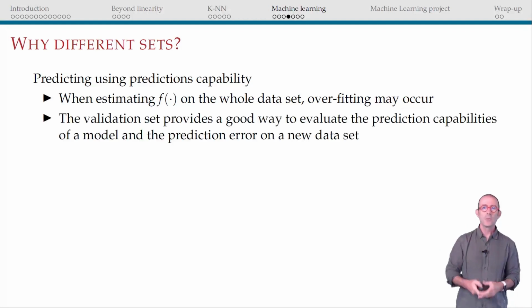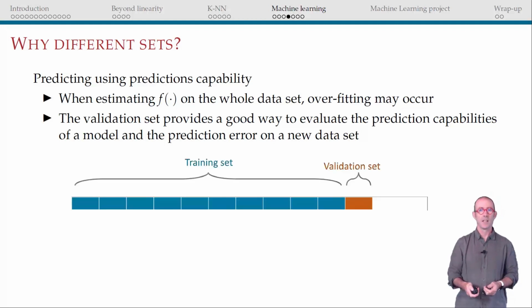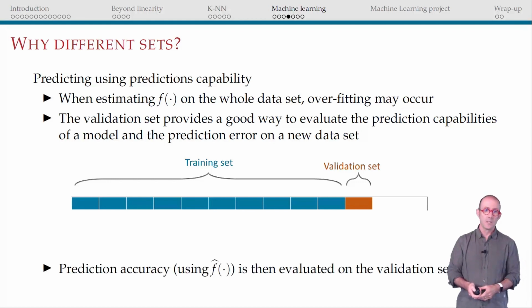So to avoid that, we will use this validation set. And this is where we will have a good evaluation of the prediction capability of a model and the prediction error on a new data set, unused for estimation. So this is the picture I showed you already. You have the training set and the validation set. And in practice, the prediction accuracy is evaluated only on the validation set.